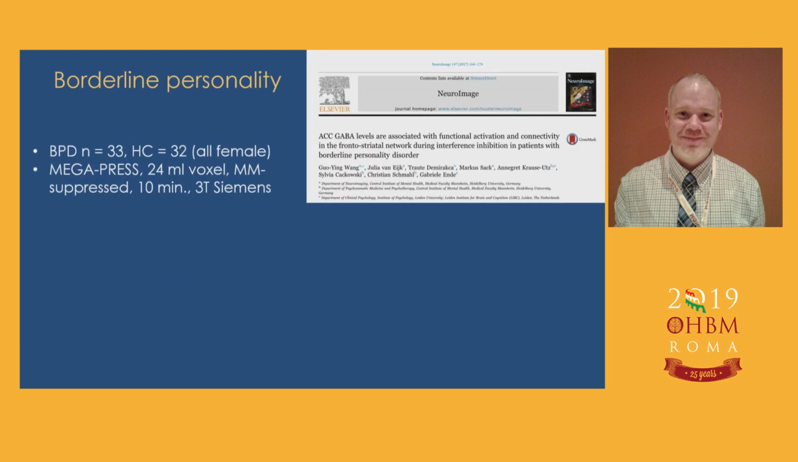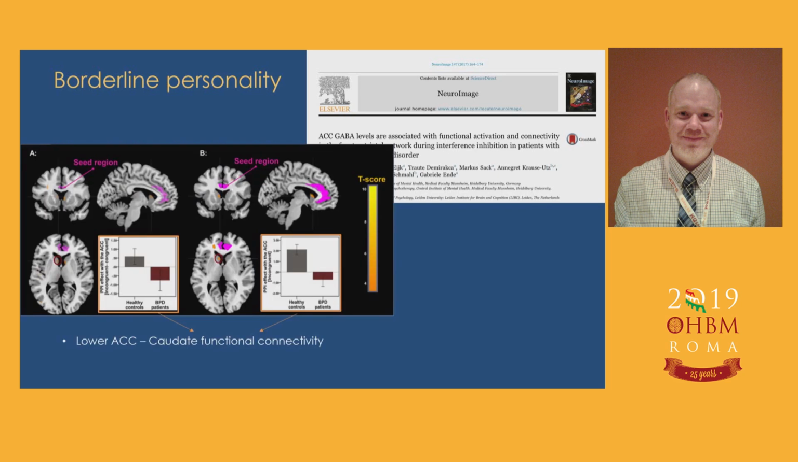I also want to talk about the study with borderline personality disorder, which is predominantly identified by impulsive behavior as well as sensation seeking. And in this study, they measured GABA levels in all female cohorts of patients with borderline personality disorder, or BPD, as well as a matched healthy control participant group. And they used MEGA-PRESS with macromolecule suppression, so they actually suppressed the macromolecules to get a more pure GABA measurement.